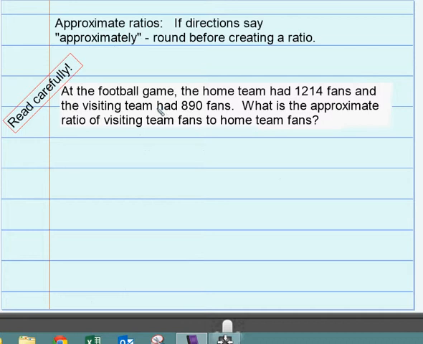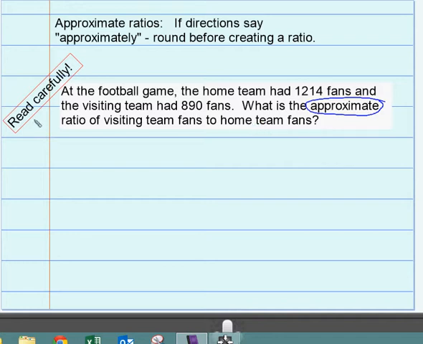One other thing that we can do is we can approximate the ratios. So if the directions say approximately, then you're going to round them before creating a ratio. In a lot of real situations, it does not matter that we have the exact ratio. We want an approximate ratio. So here's a scenario. At the football game, the home team had 1,214 fans and the visiting team had 890 fans. What is the approximate ratio of visiting team fans to home team fans?